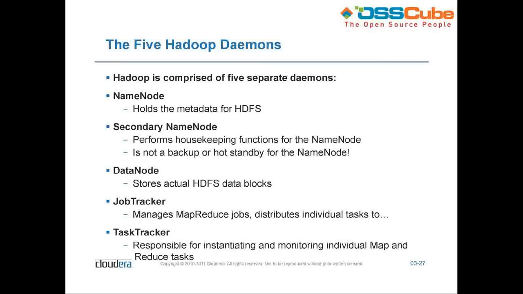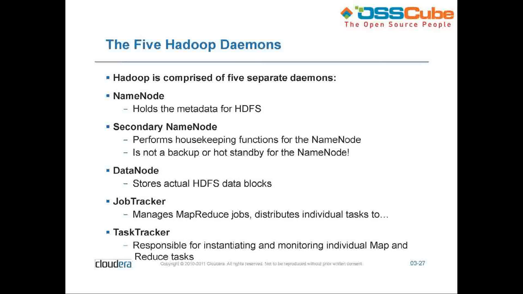Within the Hadoop cluster, there are 5 main components. We've already touched upon 2 of them. The name node holds all your metadata, which is basically your single point of failure. Then we have a secondary name node. The secondary name node is a bit of a confusing name, because it's not a backup name node. It just does some housekeeping functions. It's not like if the name node goes down, the secondary name node takes over. It's nothing like that.